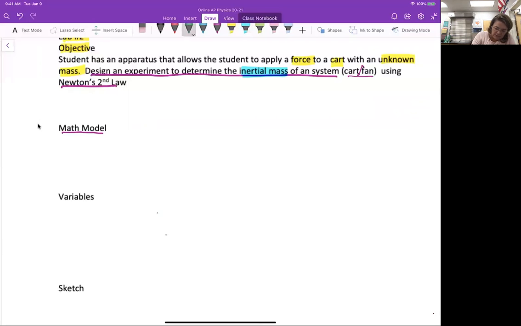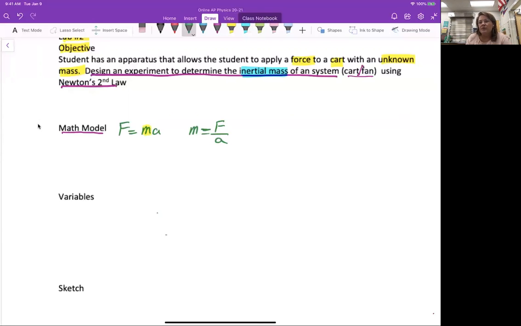I know that force is equal to mass times acceleration. Okay, and what am I trying to find? I'm trying to find mass. I'm trying to determine the mass of something. So rearrange that equation where I have mass is equal to force over acceleration. And then ask yourself, in that equation, that math model, is there something that I can measure? Are there variables that I can measure?